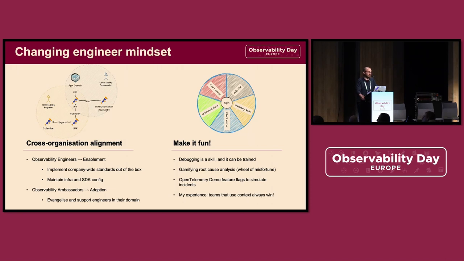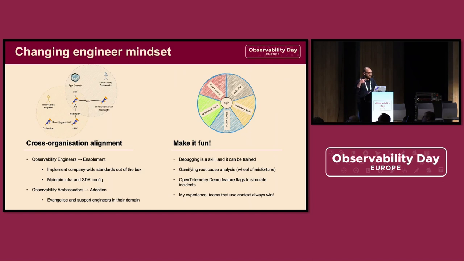So one of the things that has worked, at least in our case, is to achieve cross-organization alignment. And there are two groups of engineers that are, to me, critical in this path. One is observability engineers. They're normally part of a single team. They are your observability experts, your telemetry experts.